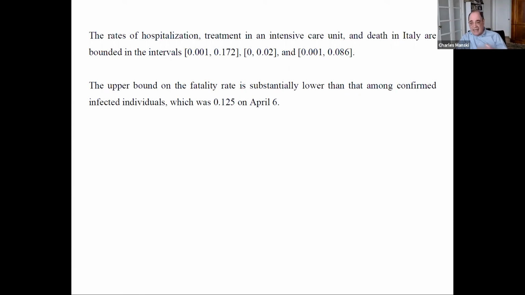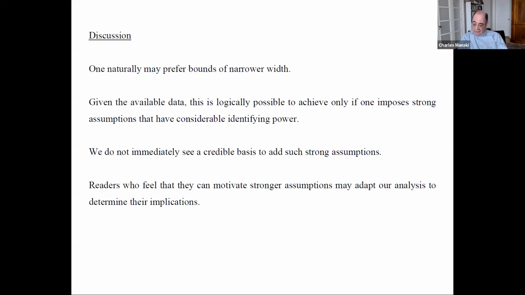There are tables with full sets of results day by day for each of these places in the paper, but this gives you a sense of the summary. Okay, let me finish up.